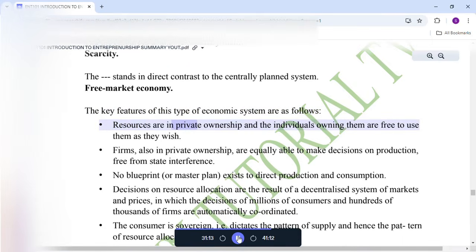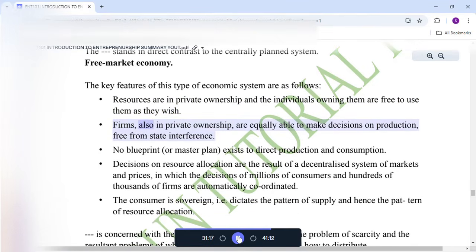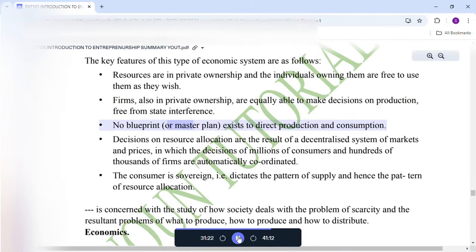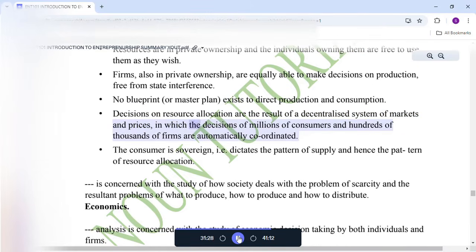Resources are in private ownership and the individuals owning them are free to use them as they wish. Firms, also in private ownership, are equally able to make decisions on production, free from state interference. No blueprint, or master plan, exists to direct production and consumption. Decisions on resource allocation are the result of a decentralized system of markets and prices, in which the decisions of millions of consumers and hundreds of thousands of firms are automatically coordinated.